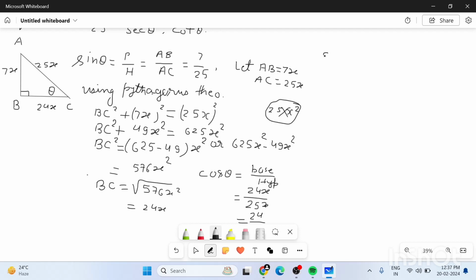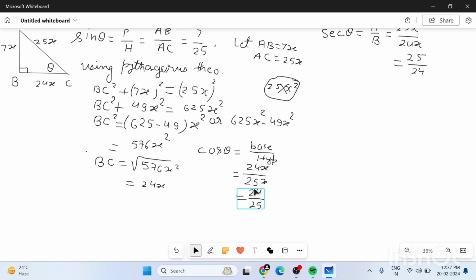Here, if we go for the next value, sec theta. Sec theta is the ratio of hypotenuse to base, and the hypotenuse here is 25x. In this particular question, the base is 24x. So this is 25 by 24.